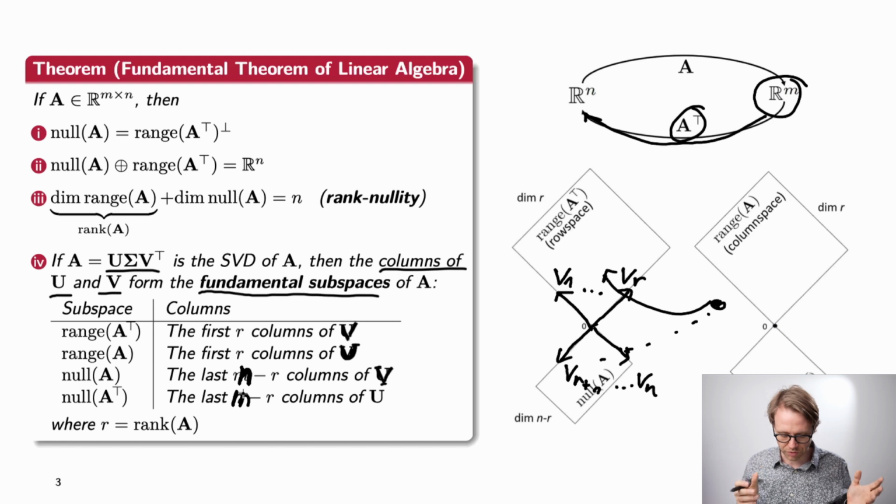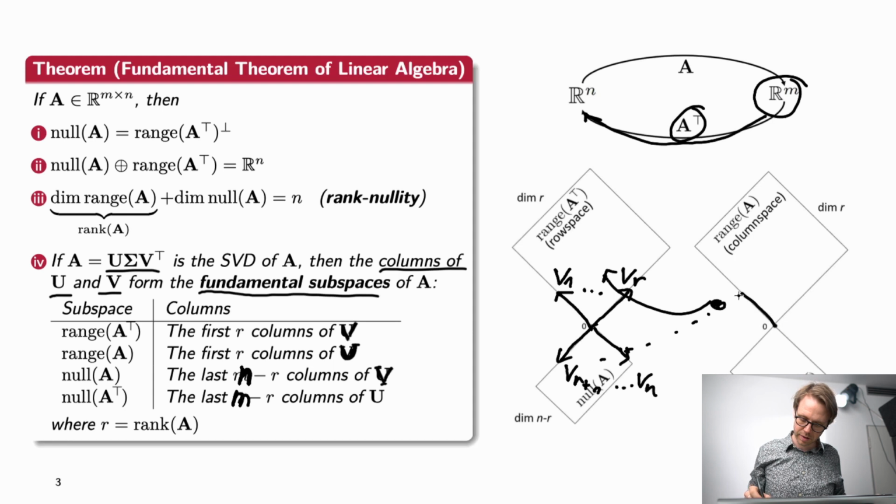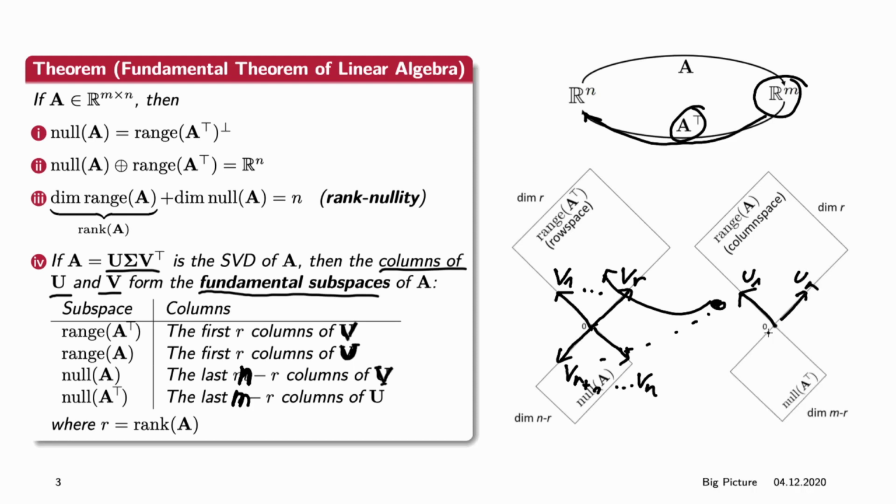The range of A is spanned by the first R columns of U, U1 through UR. And finally, the null space of A transpose is spanned by the last M minus R columns of U. So UR plus 1 through UM.